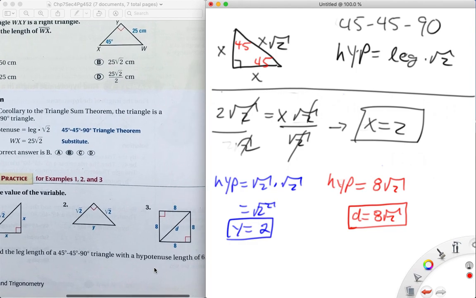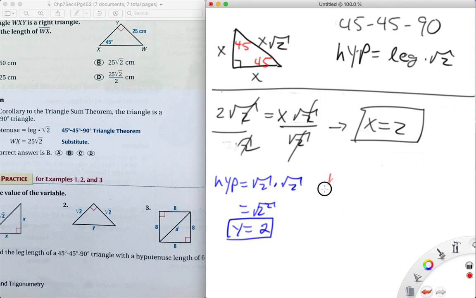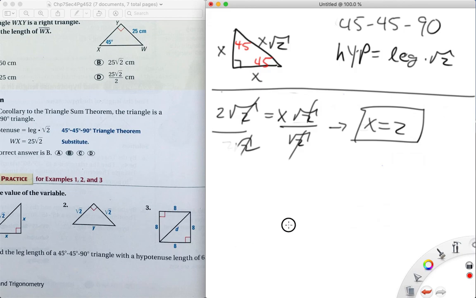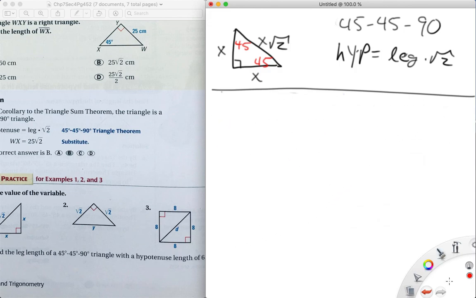Alright, so for this one, it says to find the length of the leg of a 45, 45, 90 triangle when you know that the hypotenuse is 6. So in order to do that, the hypotenuse is 6, which would equal the leg times the square root of 2. So I'm going to divide both sides by the square root of 2. Then the leg is equal to 6 over the square root of 2.